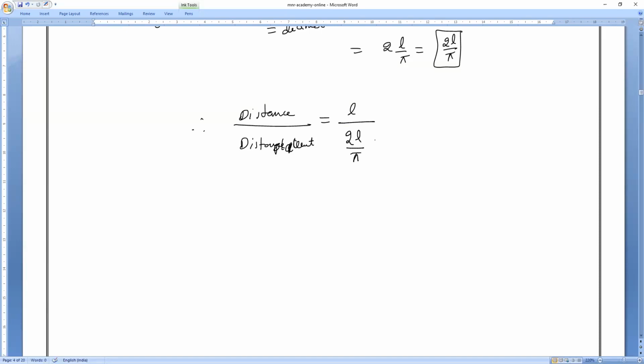Clear? So now repeat, everybody. This will turn into L into pi divided by 2L. Is it right or wrong? Now what will happen? L and L will get cancelled. What is the ratio? Pi by 2. Clear?